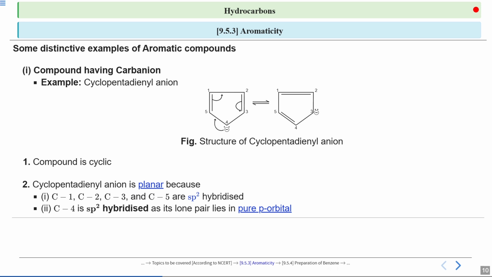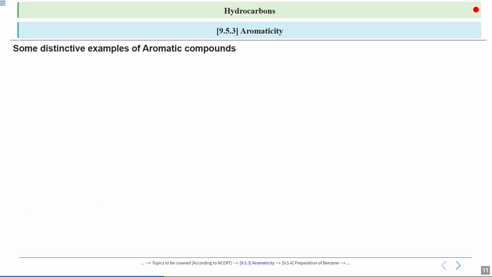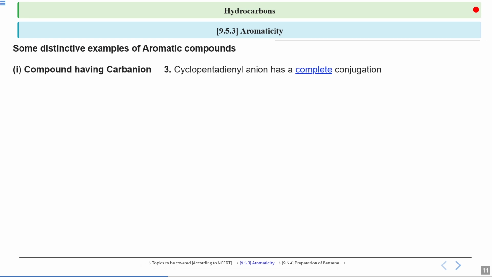So, remember this: a carbanion is sp3 in nature, but when it comes to an aromatic compound, and if your pi electrons are required for the delocalization purpose, then they will undergo sp2 hybridization so that the lone pair can be in the pure p orbital and can be delocalized further. Now, continuing with this example, the cyclopentadienyl carbanion also has complete conjugation. The third criterion is complete conjugation, and it has that. We have seen that in the starting part.